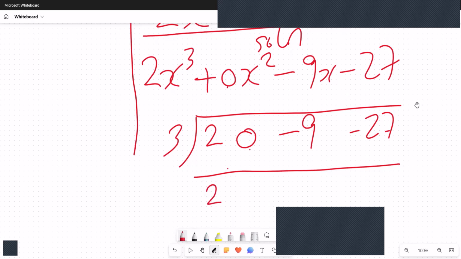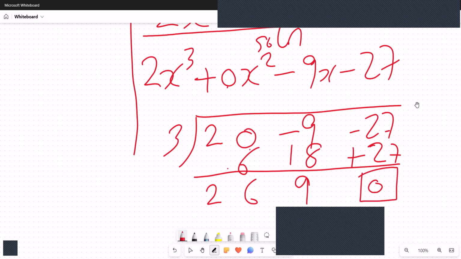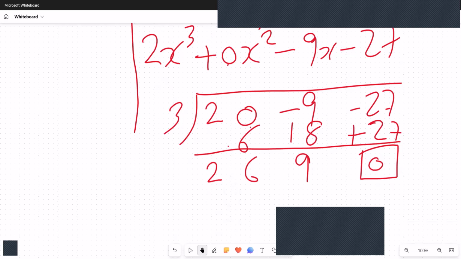3 times 2 is 6. Put the 6 under the second number. 0 plus 6 is 6. 3 times 6 is 18. Add that here. 18 plus negative 9 is 9. 3 times 9 is 27. Negative 27 plus 27 is 0. I'm already told that x minus 3 is a factor, so I was expecting to get a remainder of 0. So I can now write the complete factors.